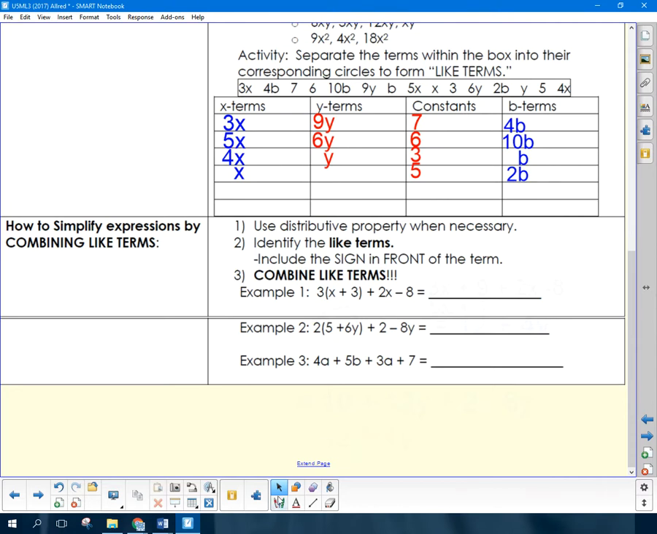Here's how you combine like terms. There's a couple steps. The first thing you want to do is use the distributive property if it's there. And then you want to identify all the like terms. And when you try to combine them, you're going to include the sign, the operation that's in front of them, when you try to combine them.